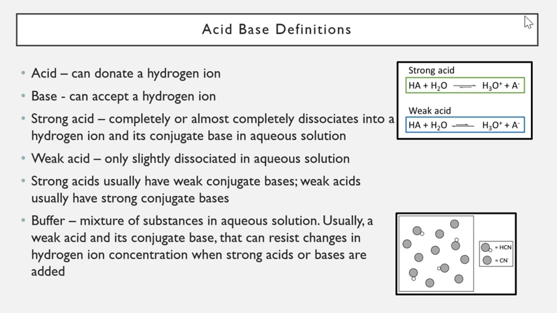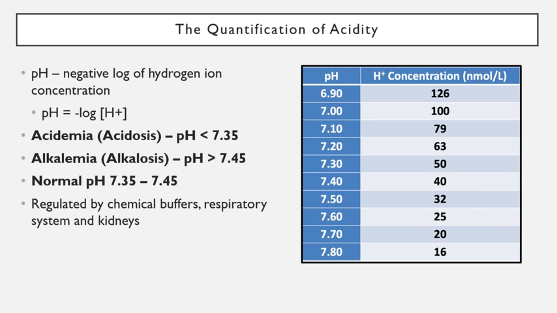And then a buffer is something that resists changes to hydrogen ion concentration because it can accept or donate hydrogens according to whatever's changing. So this carbonate buffer system is a great example of what a buffer is. So what happens in your body, right, is that the pH can change. If you go into acidemia, that means you have acid in your blood. And if you go into alkalemia, that means you have base in your blood.